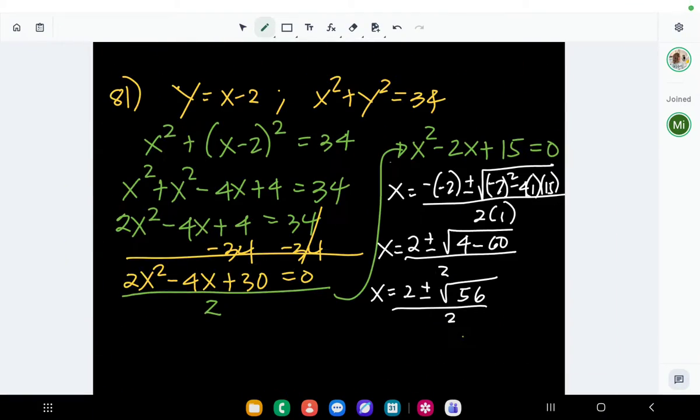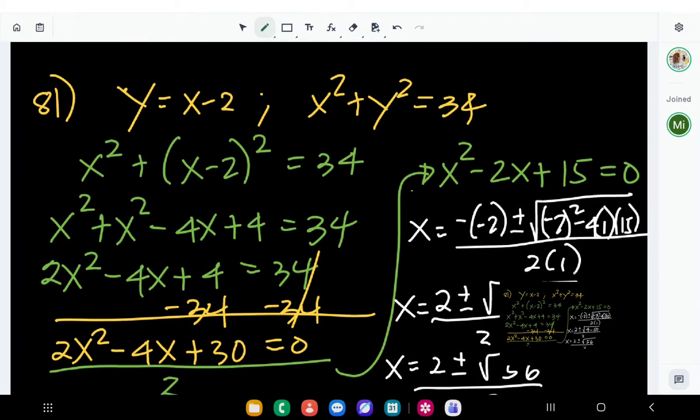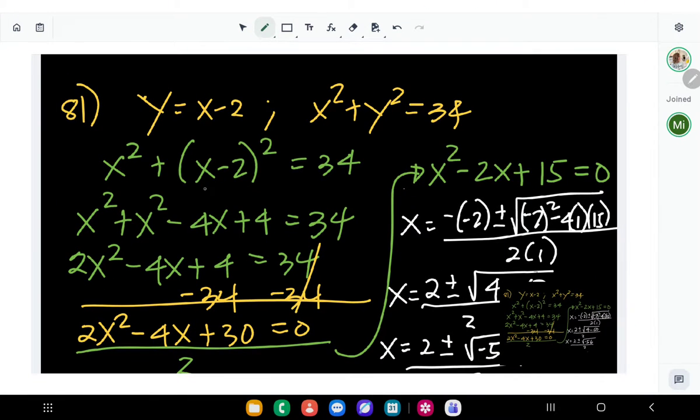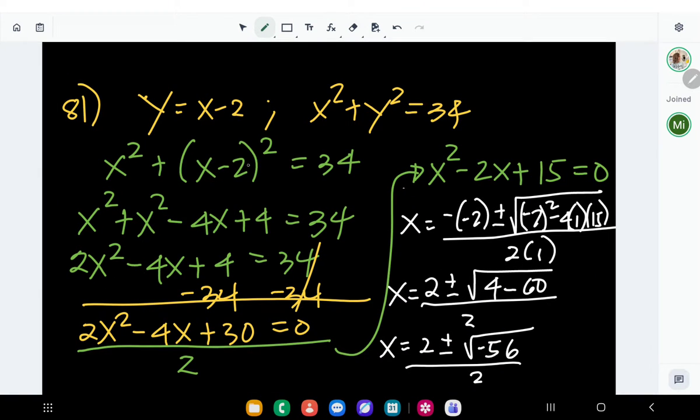Made a mistake? Negative 56? Yeah, negative 56. But I think we made a mistake because this is an imaginary number now. I think this one, I made a mistake here. So x squared minus 4x plus 4. So 2x squared minus 4x plus 4 equals 34. Oh, okay. I really made a mistake. It should be minus 30 here. Minus 30. Yeah, because 34 is negative.